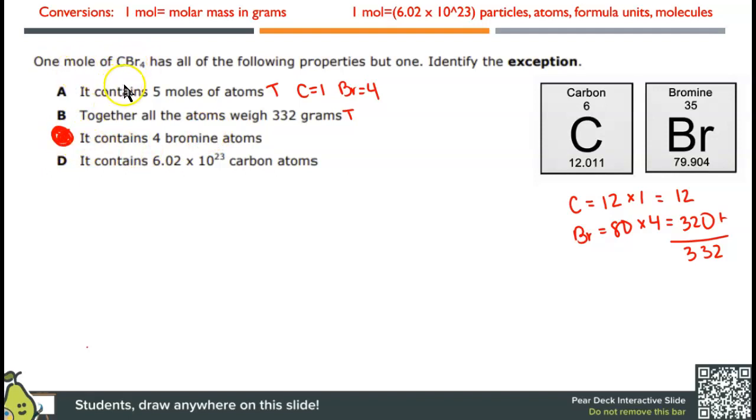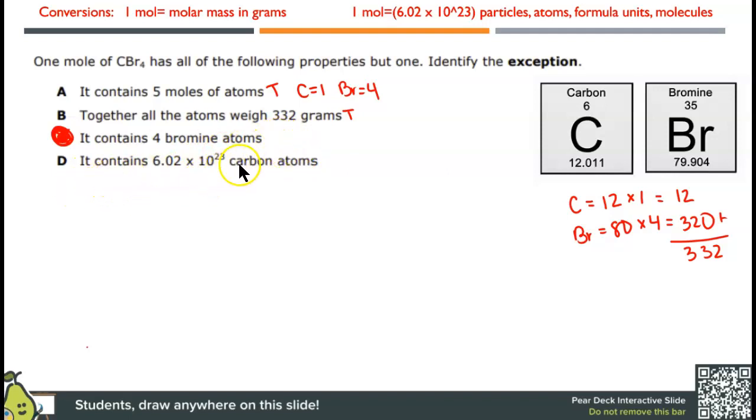Because 1 mole has 602 sextillion atoms. How can it have 4 bromine atoms if it has that many? In 1 molecule of CBr4, it has 4 bromine atoms. But remember, this has 1 mole of those molecules. So it actually is 6.02 times 10 to the 23rd times 4. So that one's not it.